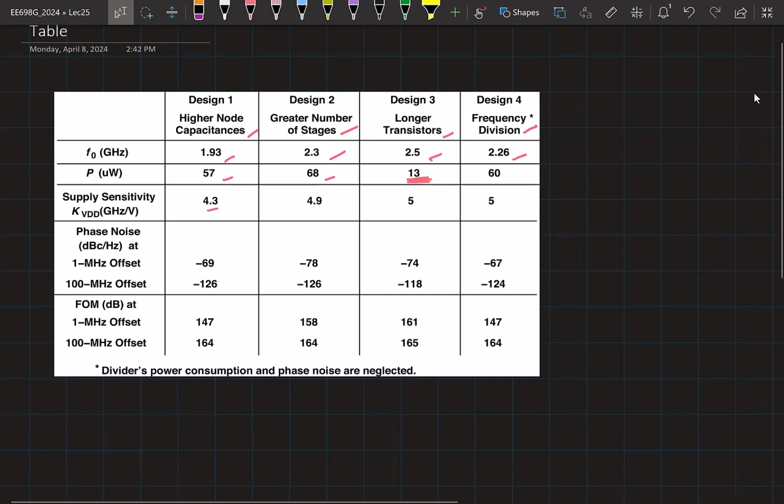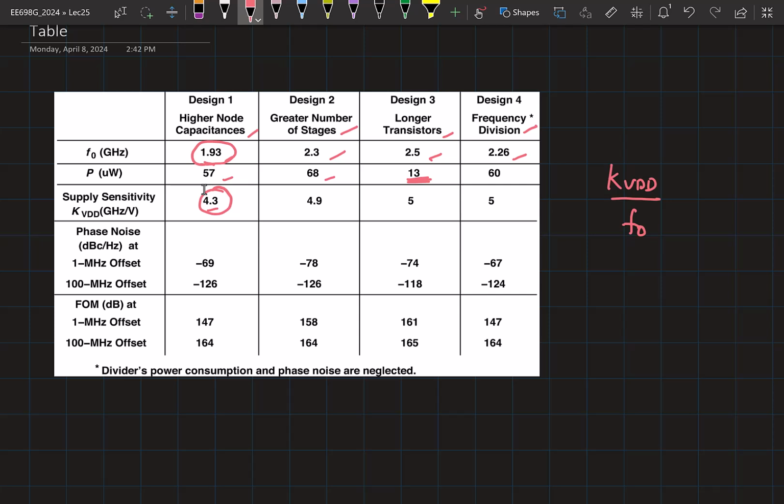All of these, except the greater number of stages, are for n equal to 3. Looking at it, you might think that this has a very good supply sensitivity, but then you also see that it is running at a slightly lower frequency. We should be looking at kVDD by F0. Once you normalize it, you'll find that they are roughly in similar ranges. Even now, they are actually in a very close range. It's not like there is an order of magnitude difference.